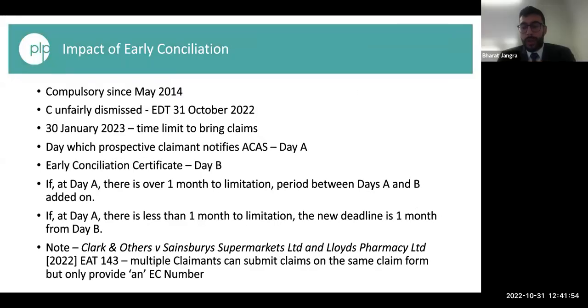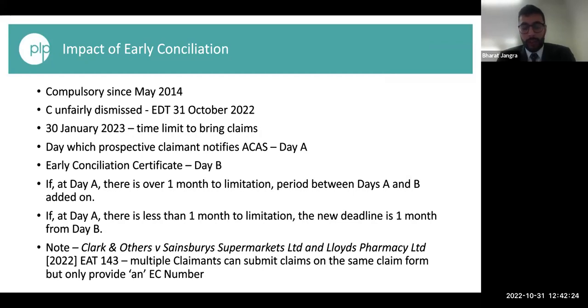In regards to early conciliation, this has been a compulsory requirement since May 2014. So not only does a prospective claimant have to bring their claim within 3 months for the majority of claims, 6 months for redundancy, from which the cause of action arises, they also have to enter into early conciliation with ACAS.